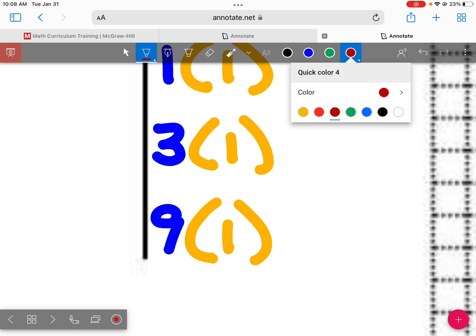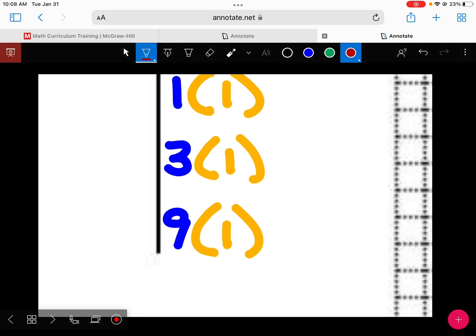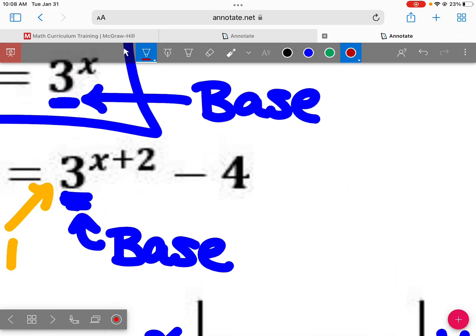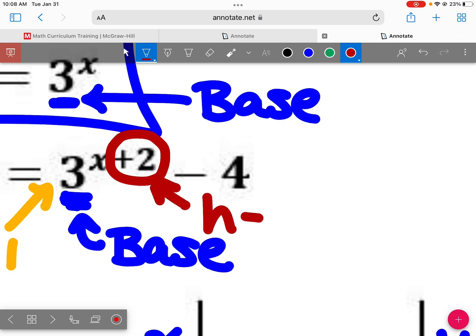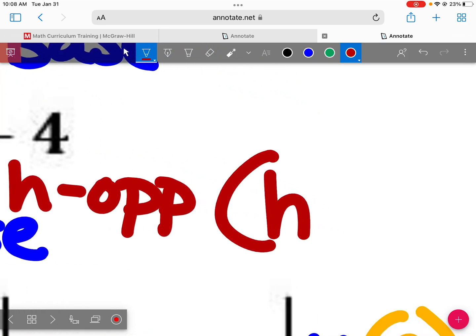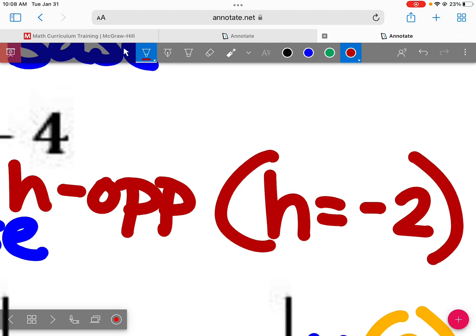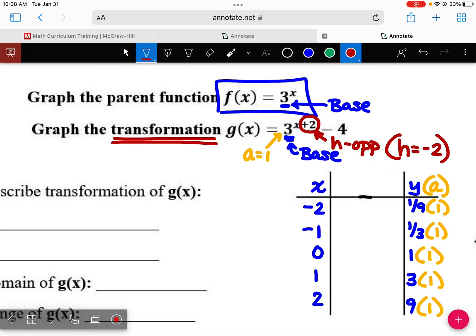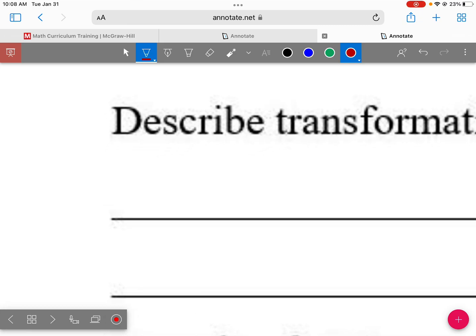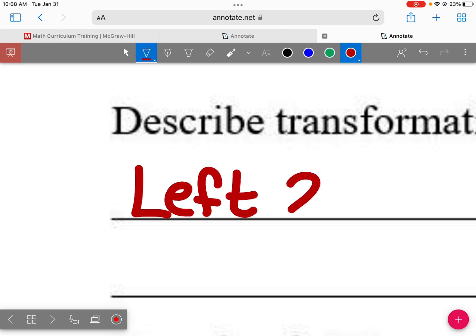Had we identified h already? What was our h value? -2. We looked right here. So what I see here inside the equation, it always has the opposite sign. I call it the opposite to help me remember that. So +2 is the opposite, so h is -2. And what did we say that does to our graph? Shifts it left or right. Are we going left or right with this one? Left. Since it's a negative, we're going left 2.